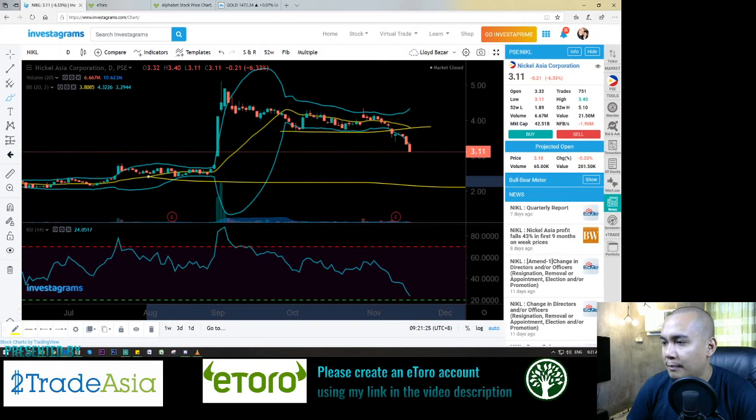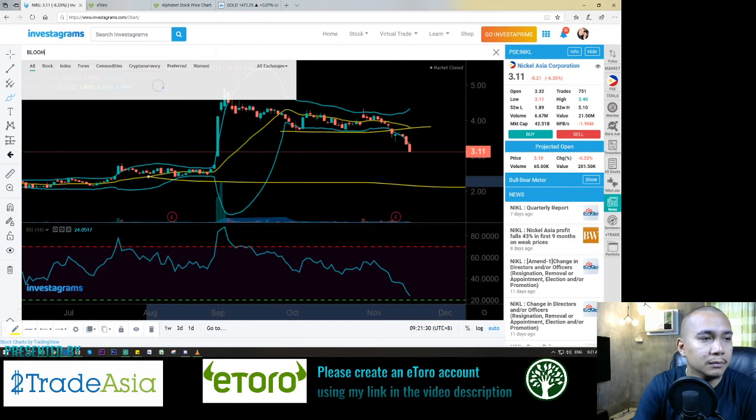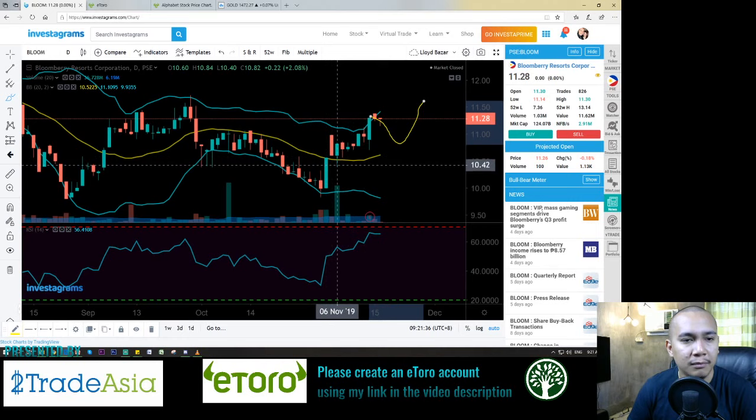Rockinson Chanko, sir, pasilip po ang Bloom. Mustahin din natin si Bloom. Alright, si Bloom. Alright, so we're waiting for the next pullback kay Bloom. We talked about Bloom on this support. We recommended it here.